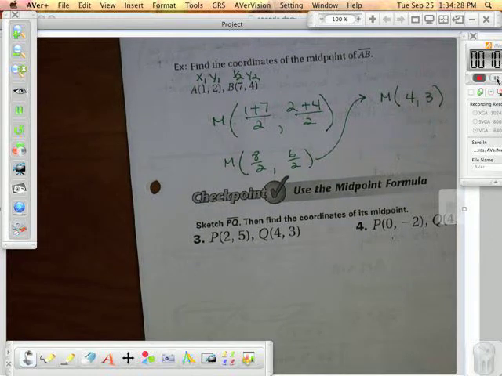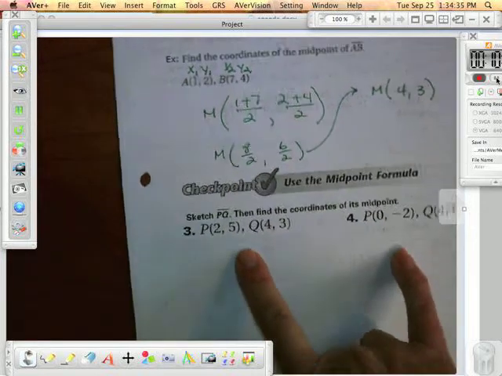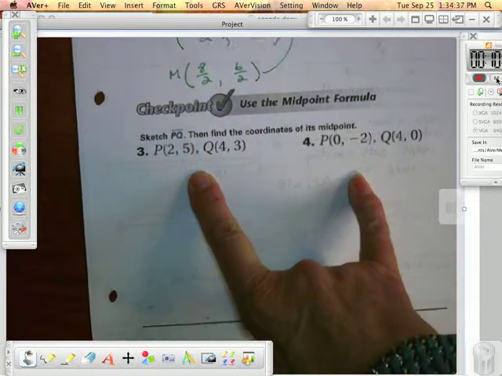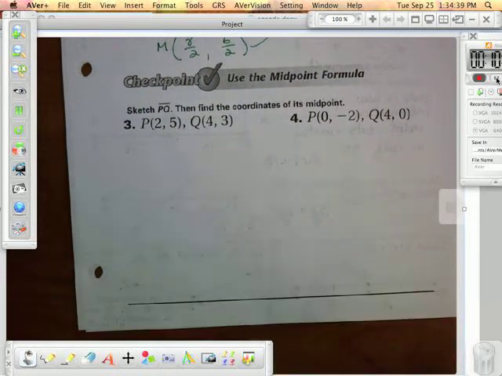Okay? What I want you to do right now is do the same thing with both of these on your own. Try it, and I'll show you the answer in a minute. Just try it on your own.